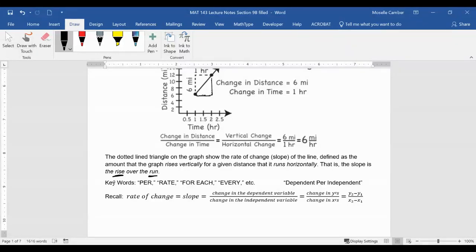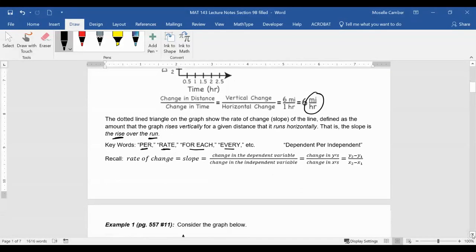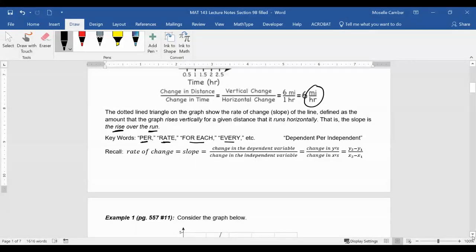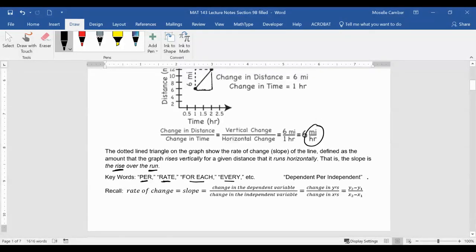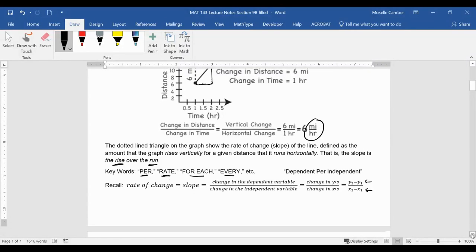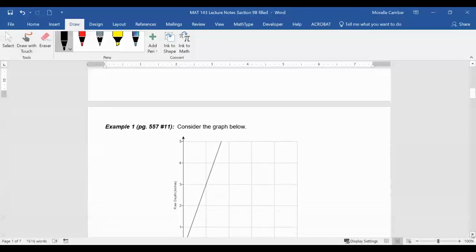So the keywords here to try to find that rate, you might see the actual word rate, the rate is. You'll see the word per, or for each, or for every, or they'll actually give you something like miles per hour. Now, if we only have points, we want the change in y to get that height. We take the difference in our two y values and divide by the difference in our two x values. We'll see examples of those as we work through this.